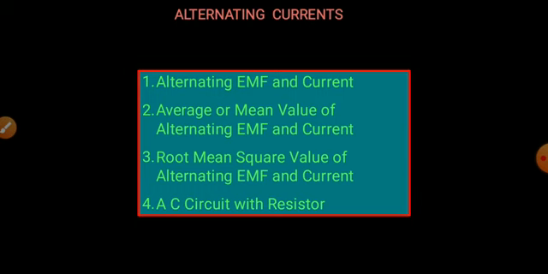So students, in this video we are going to discuss a new chapter, alternating current. In this video we will learn the difference between alternating current and direct current, and we will learn alternating EMF, average or mean value of alternating EMF and current, root mean square value of alternating EMF and current, and AC circuit with resistor.